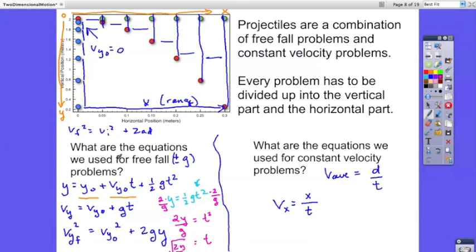This works as long as these two initial conditions apply, that your initial velocity is 0 and that your initial position is 0. But this equation and this equation are the two that we're going to use most as we solve horizontal projectile problems. So let's do some problem solving.